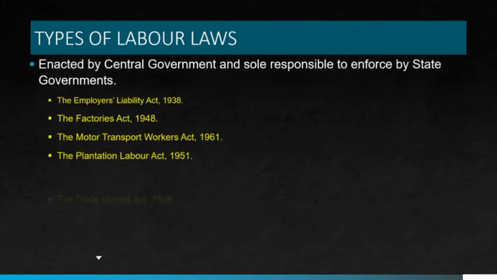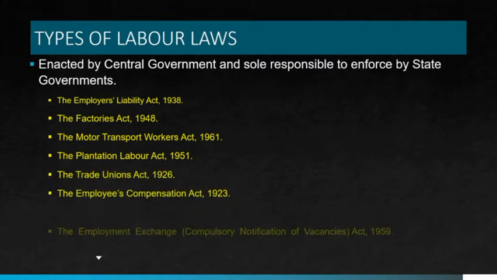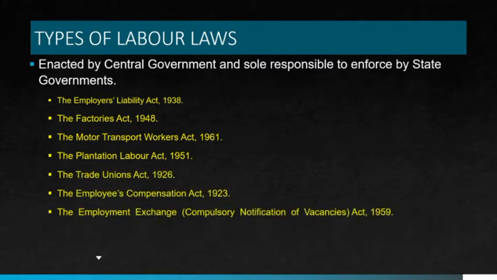The next classification is enacted by the central government and sole responsibility to enforce by state governments. So these are the acts which are enacted by the central government and administered by the state governments. The Employers Liability Act 1938, the Factories Act 1948, the Motor Transport Workers Act 1961, the Plantation Labor Act 1951, the Trade Union Act 1926, the Employees Compensation Act 1923, the Employment Exchange Compulsory Notification of Vacancies Act 1959.